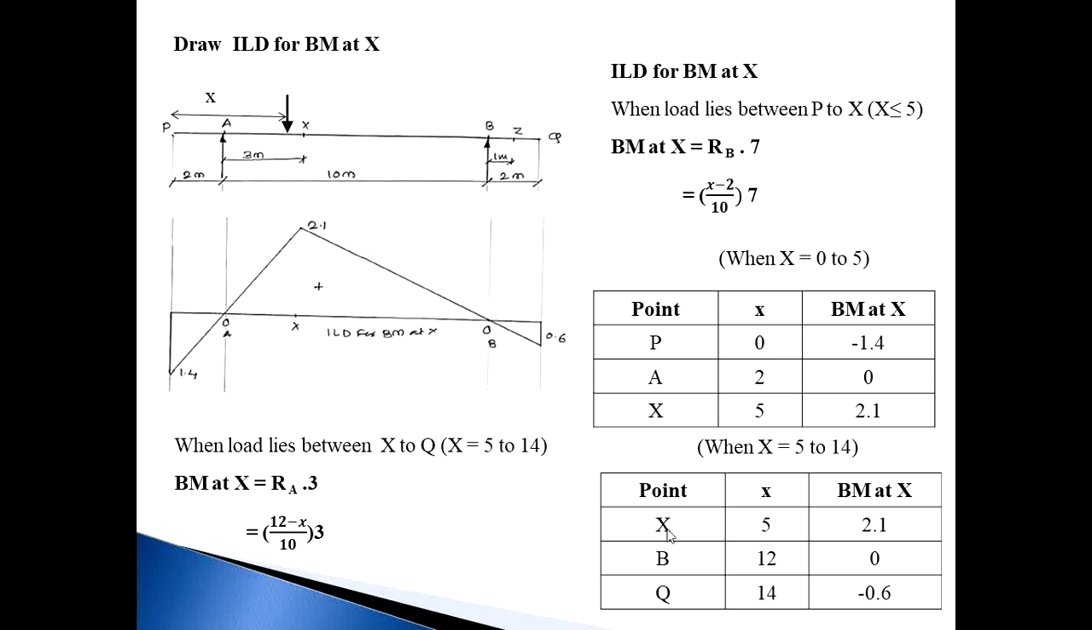In the second case, x is equal to 5, it becomes 2.1. Means in bending moment, if you calculate the bending moment at x by considering right and left, or considering two cases, the bending moment value doesn't change, so it remains as it is, 2.1. At point B, 0, and at point Q, minus 0.6, means minus 0.6 on the bottom side. Draw this sketch. Upside bending moment value positive, downside bending moment value negative. This is the ILD for bending moment at x.